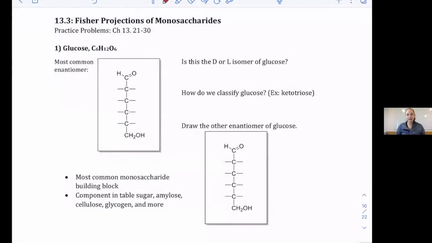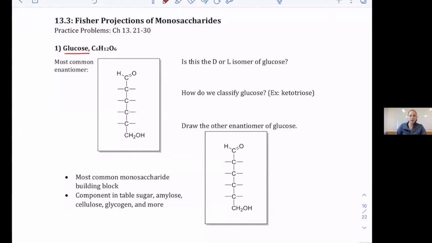Okay, so we're going to look at some Fisher projections of monosaccharides. In order to do this, we're just going to look at our three most common monosaccharides and what they look like. So I went ahead and drew out kind of a backbone for you guys for each of these starting out. So first off, we're going to talk about glucose.